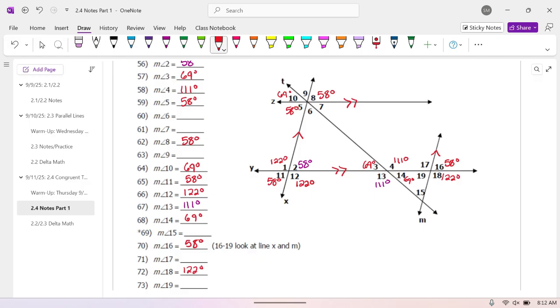All right, someone else. 17 is 122 because it's vertical to 18. Good. All right, what else? Nineteen is 58 because it's corresponding to 11. Good. That is what you said, right? Oh, vertical angle. You know what? Same thing. They're both congruent. So yes, vertical angle to 16, corresponding to 11. You could have said either one of those because apparently I am deaf.